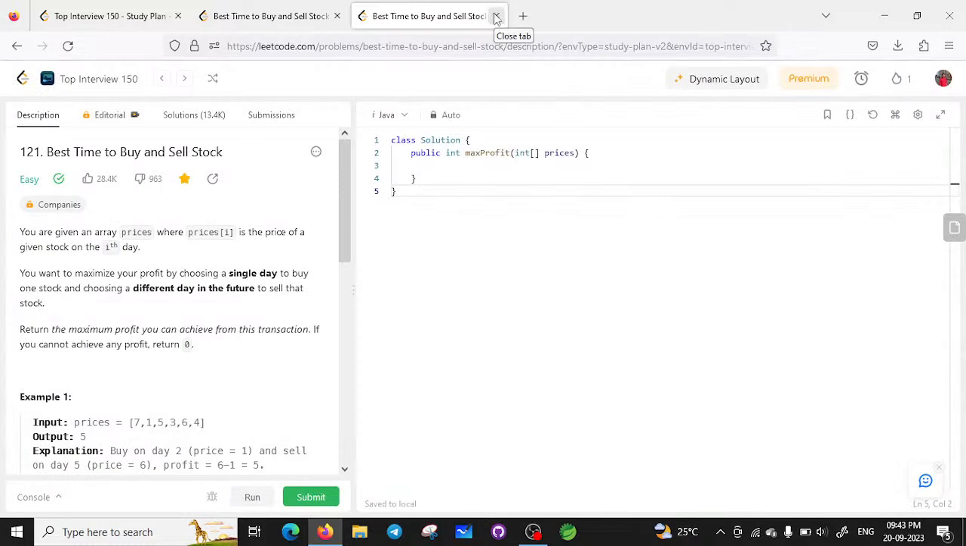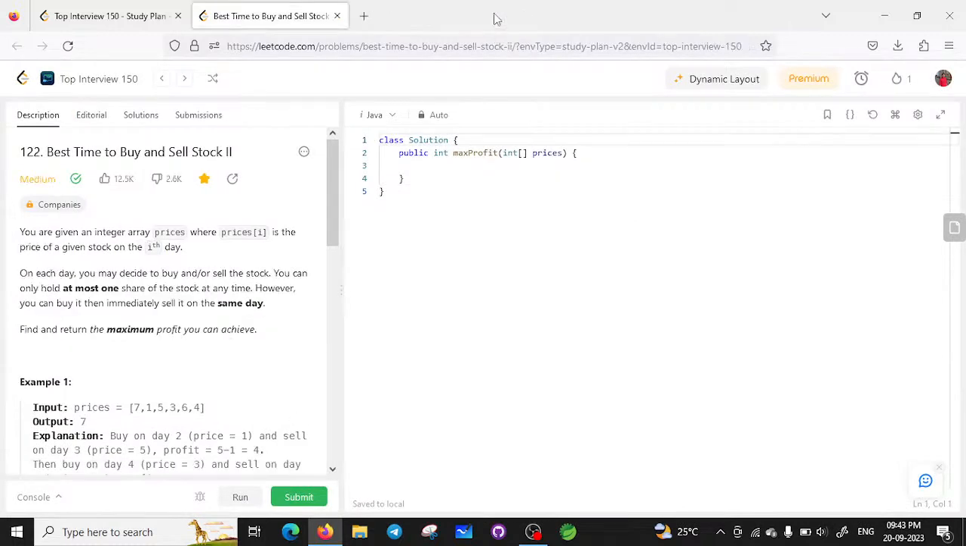Okay, so similarly, another question, variant 2, is there, and we'll try to solve this. The question says you are given an integer array prices where prices[i] is the price of a given stock on the ith day. On each day you may decide to buy and or sell the stock. You can only hold at most one share of the stock at any time. However, you can buy it and then immediately sell it on the same day, and return the maximum profit you can achieve.